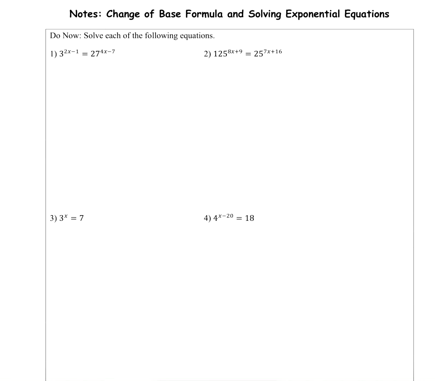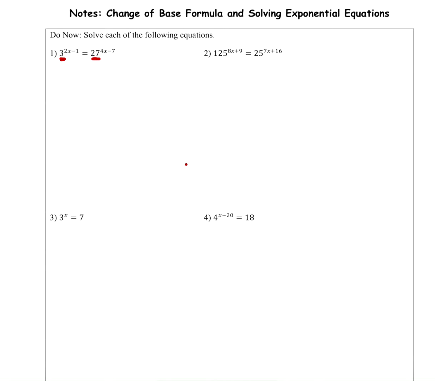So, number 1, I have an exponential equation. I can look at the base on the left side of the equation is 3, the base on the right side of the equation is 27. Remember, we need to have the same base here. They do not have the same base, but we can rewrite 27 so it has a base of 3, which is what I'm going to do right now.